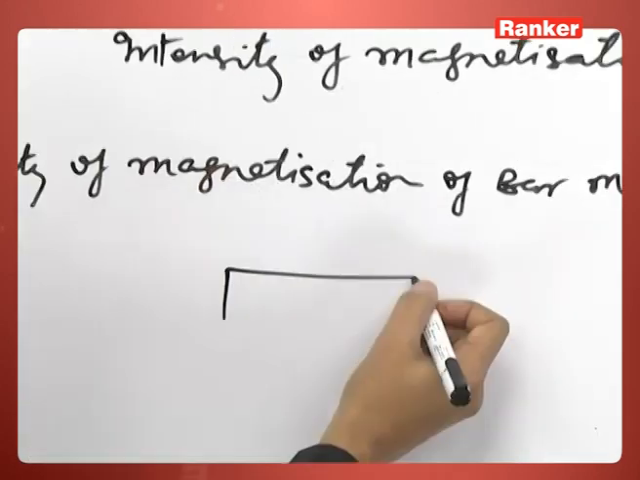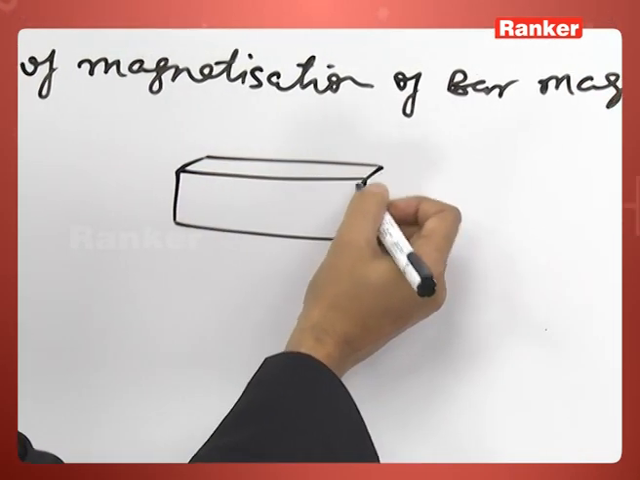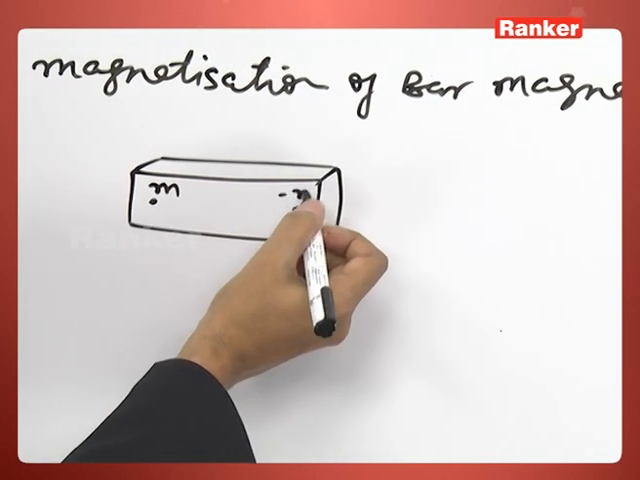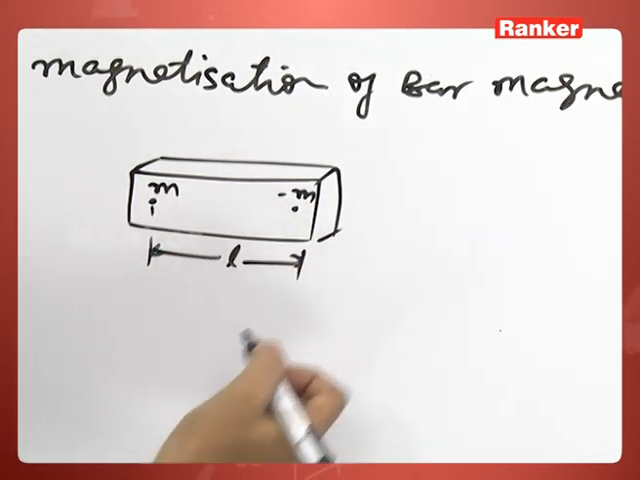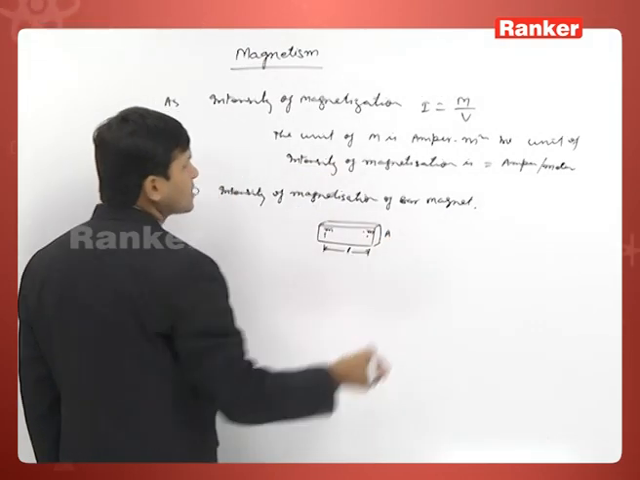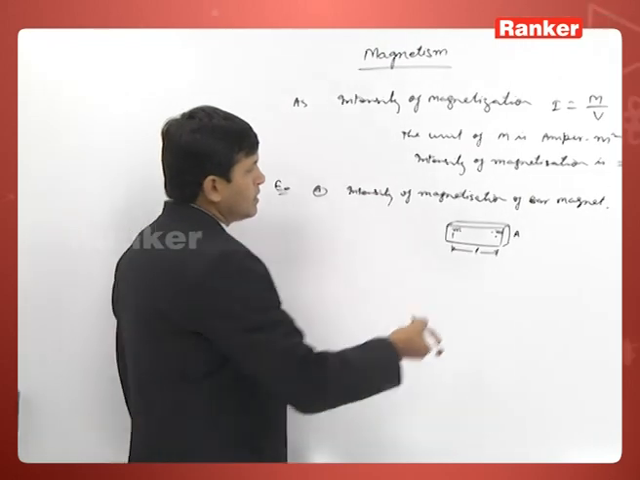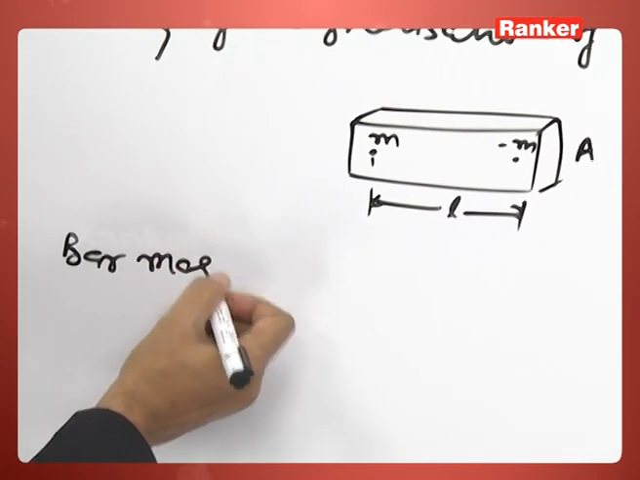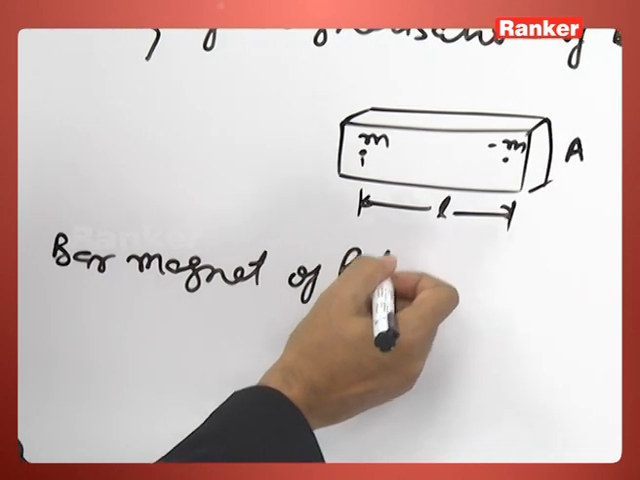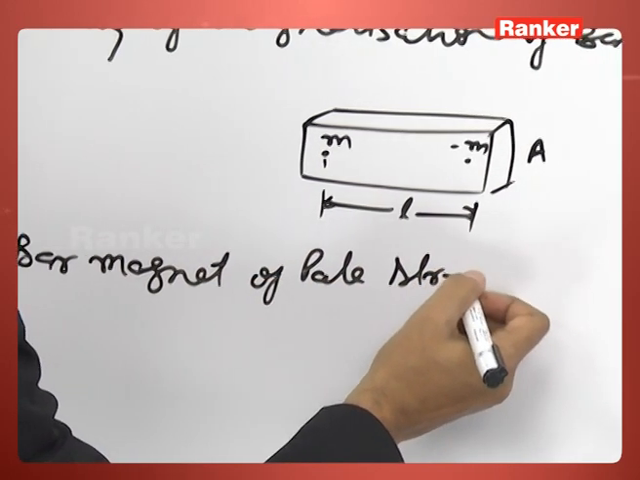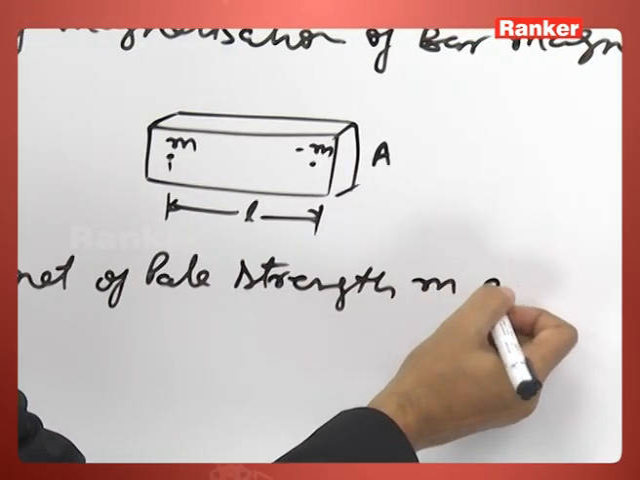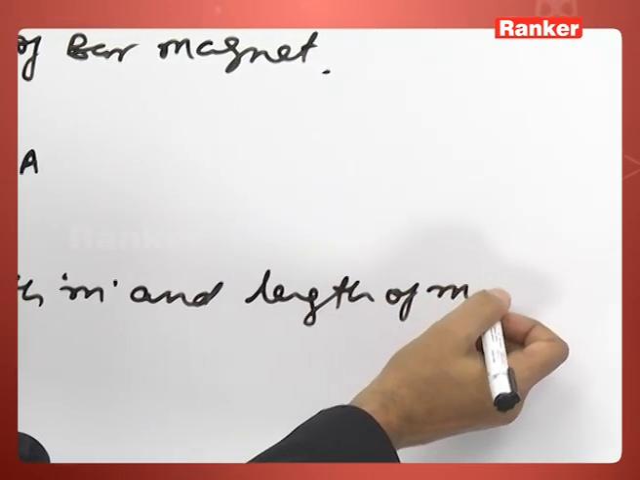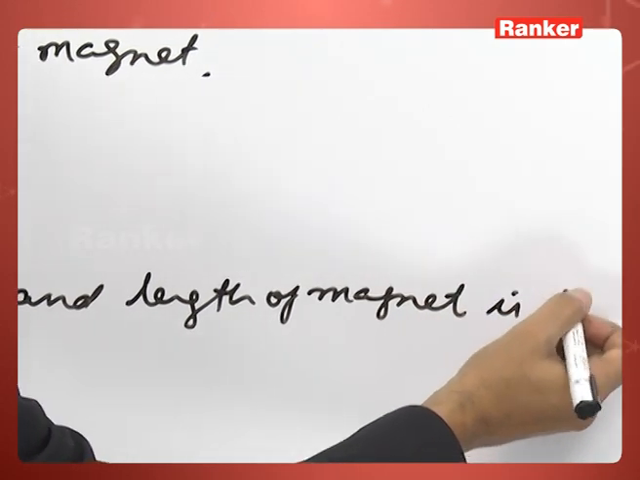Let this be a bar magnet with pole strength M and minus M, length L, and A is the cross-sectional area. So, it is given a bar magnet of pole strength M and length of magnet L.